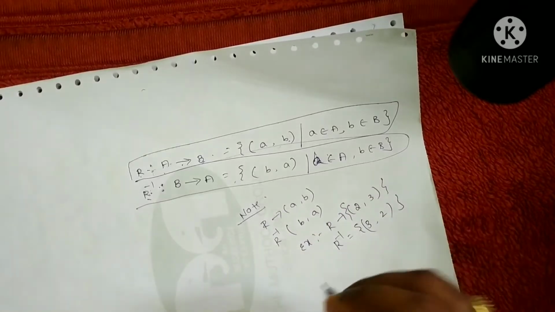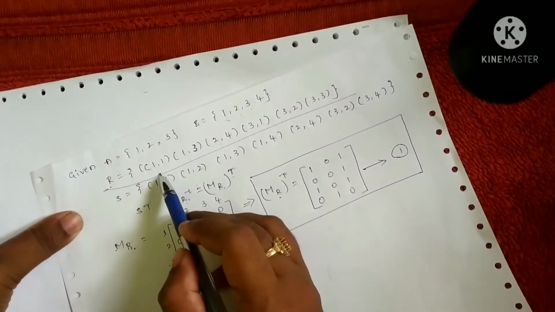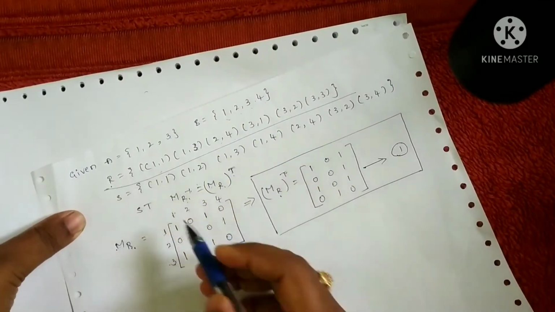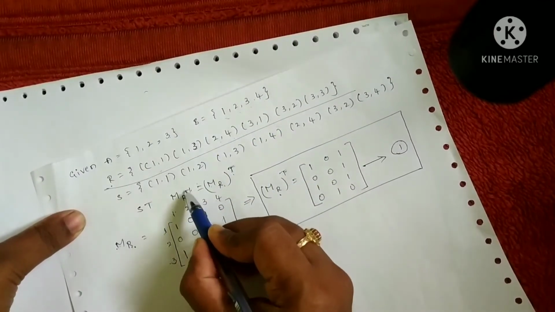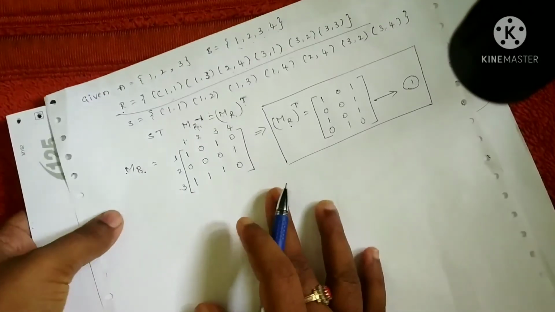Hope it is clear now. Now look at the problem. In relation R, I have elements that are ordered pairs. Now what I have to write is, before writing the matrix of relation R inverse, let me write the set R inverse.